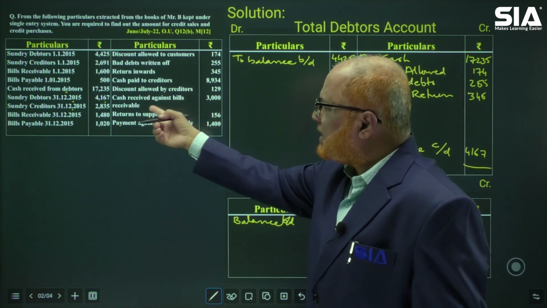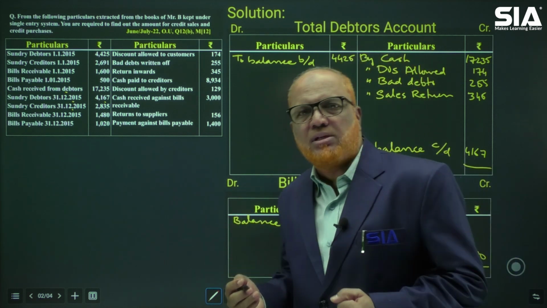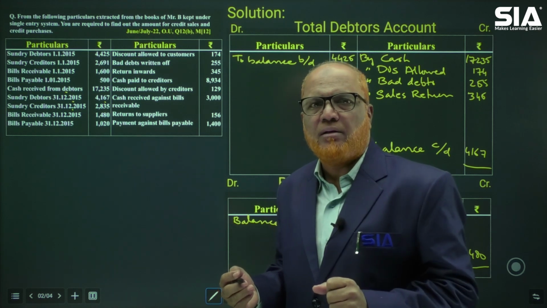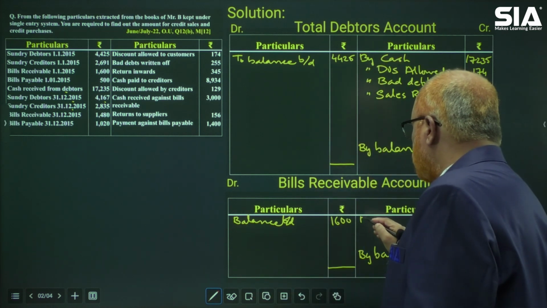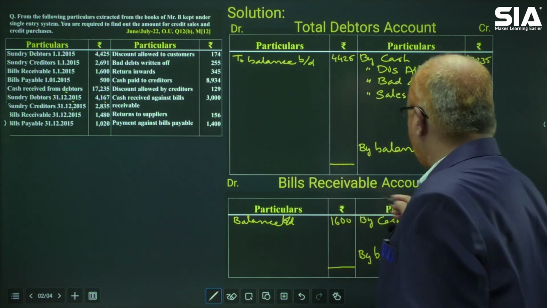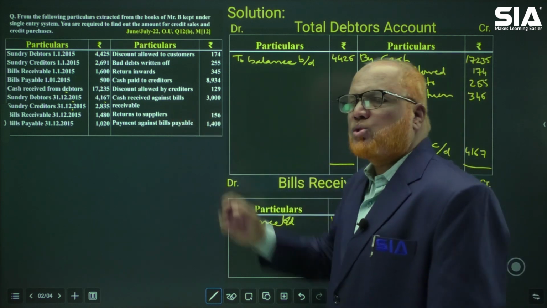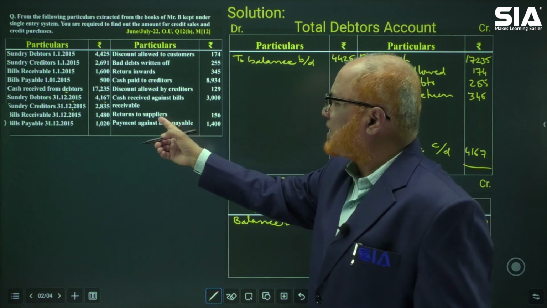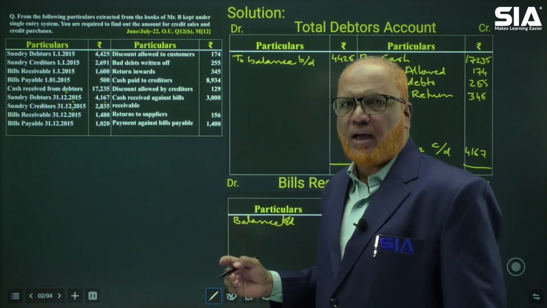Cash received against bills receivable. When we receive the cash against bills receivable, the entry will be cash account debtor to bills receivable. So bills receivable account is credited by cash. So here in bills receivable account, I am taking by cash. How much cash is received? 3,000. Then comes return to suppliers. Suppliers of the creditors, next account I'll show you. Payment against bills payable. Again, in the next creditors and bills payable, I'll show it.